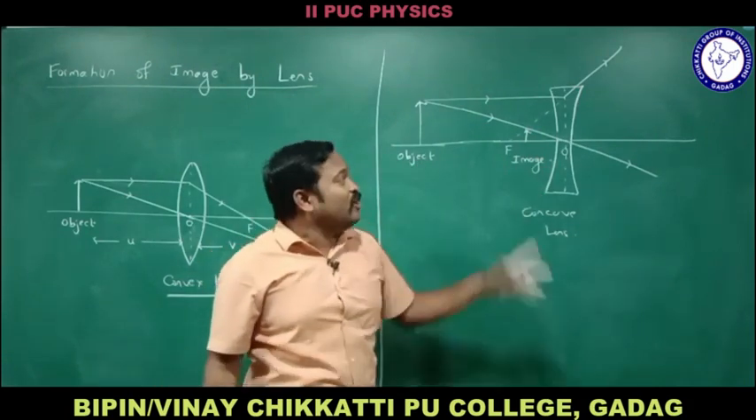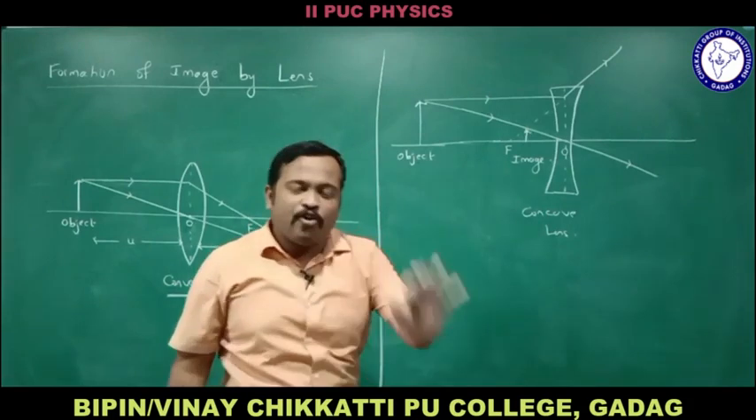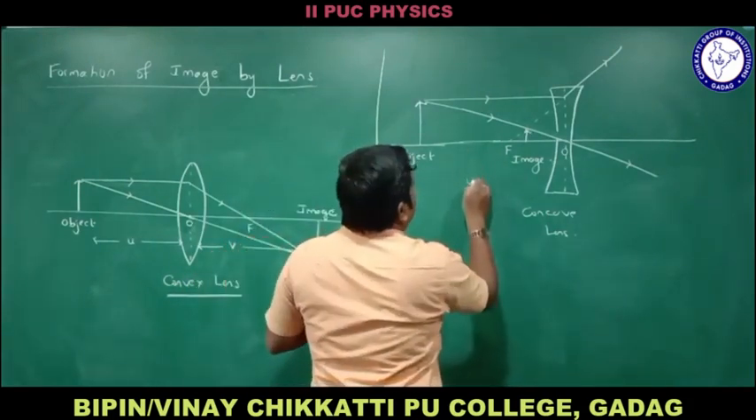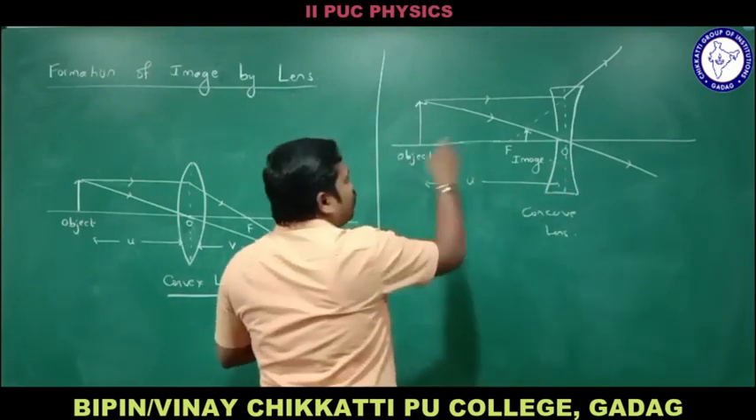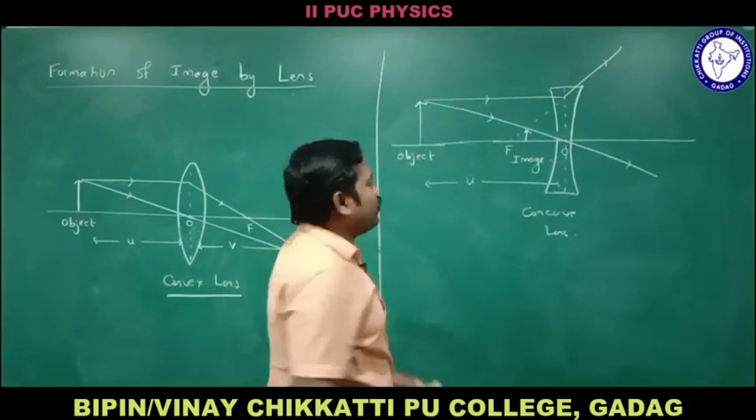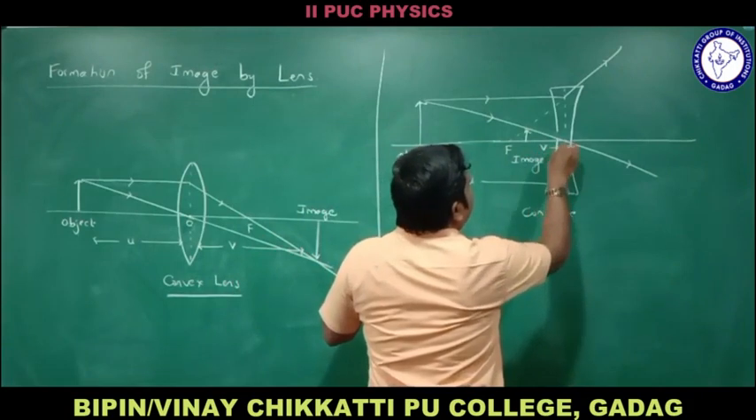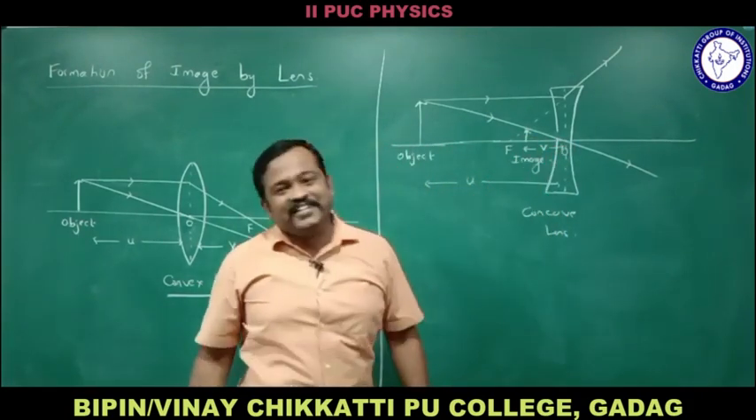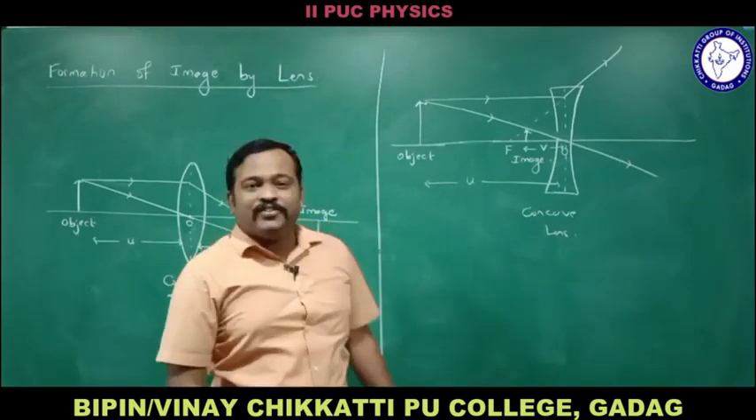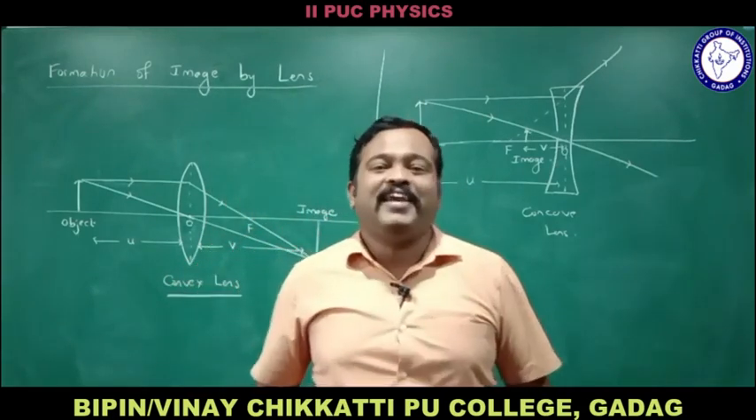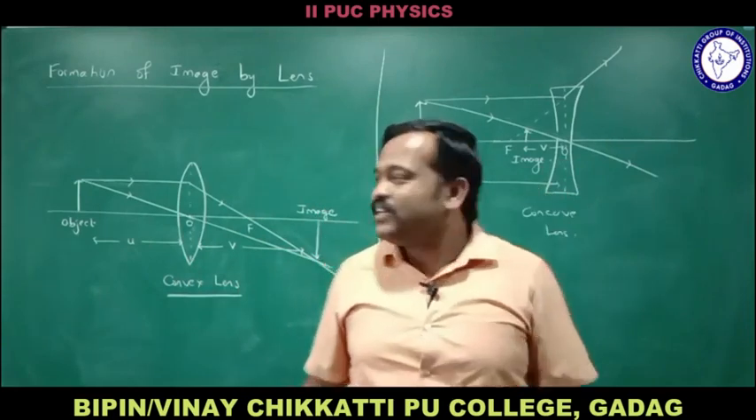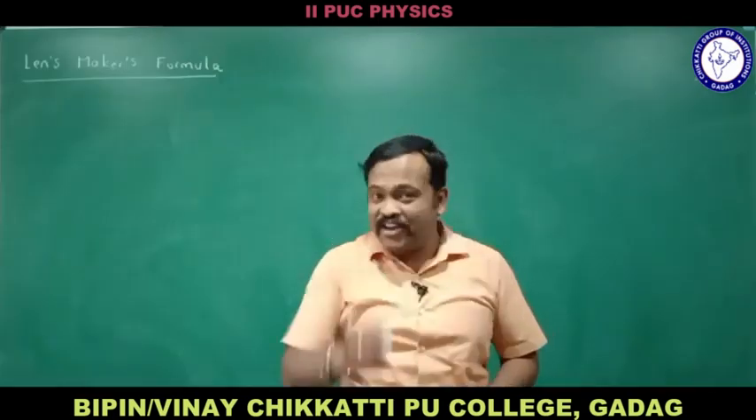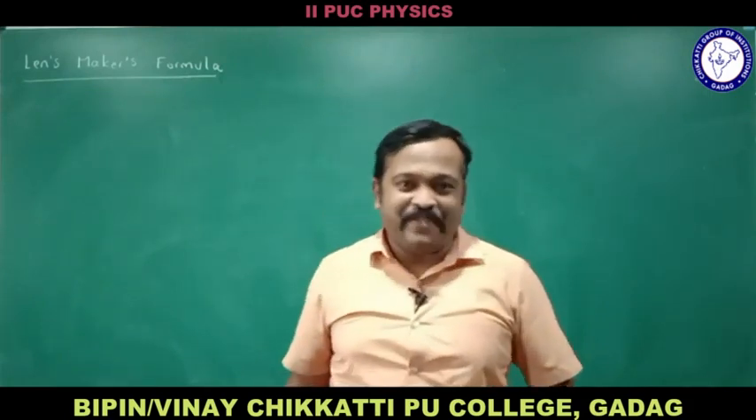So this is how image is formed by a lens. So what is object distance? This is object distance, the distance of the object from the optic center. What is the image distance? Let me call this the image distance, the distance of the image from the optic center. And this is how the image is formed in case of lenses, in case of convex as well as concave. Now, let us move on to the lens maker's formula.